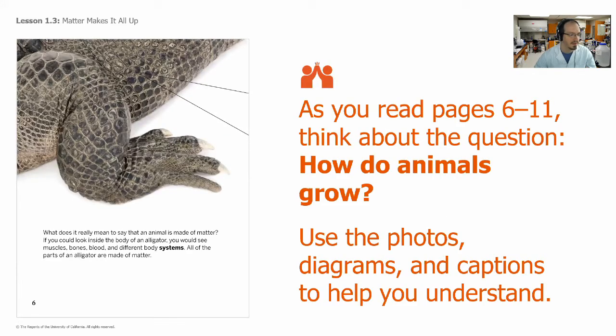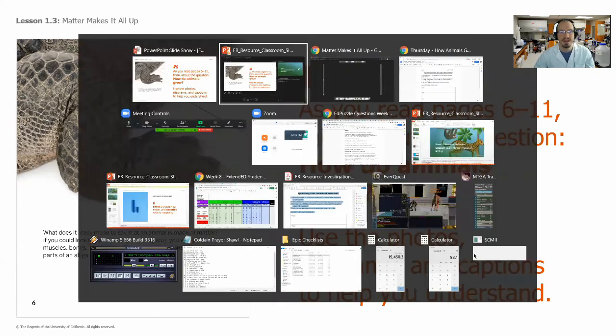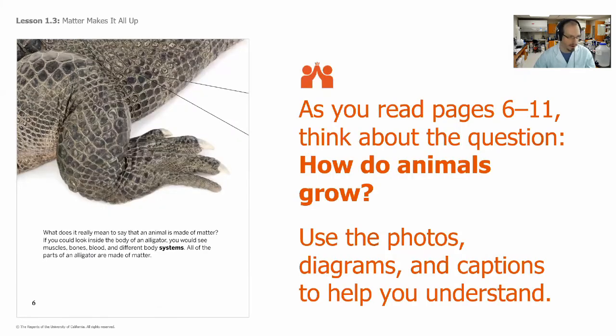So at this point, we're going to go ahead and read pages 6 through 11. Your job while you're doing that is to try to answer that question, how do animals grow? As you're reading through, you're going to use the photos, diagrams, and captions to help you understand things. And you want to write down your ideas on paper as you read so you can look back at them later in the lesson, because we're going to need them for more than just this question you're answering right now on the Edpuzzle. And then once you're done reading, you're going to go ahead and answer this question on the next page.